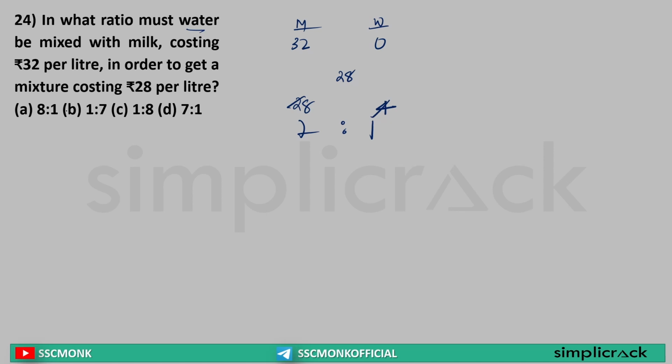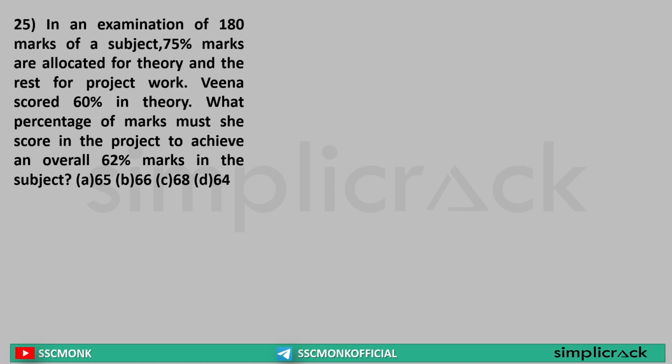So the answer is equal to 1:7. Next, in an examination of 180 marks, 75% marks are allocated for theory and the rest for the project work. That means 25% for the project work. Veena scored 60% in theory, and what percentage of marks must she score in the project to achieve overall 62%?